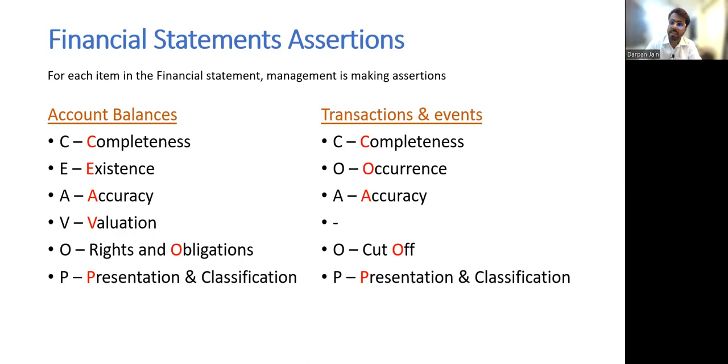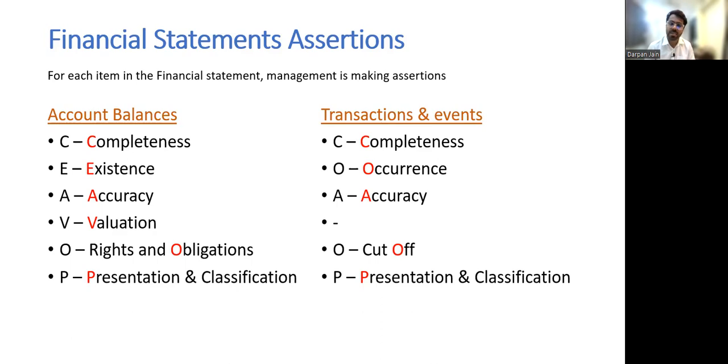Okay. Next, P, presentation and classification. In the balance sheet, items have to be presented and classified as certain things, right? For example, plant and machinery has to be classified as fixed assets. Inventory is classified as current assets, right? Plant and machinery is classified as fixed asset. Inventory is classified as current asset.